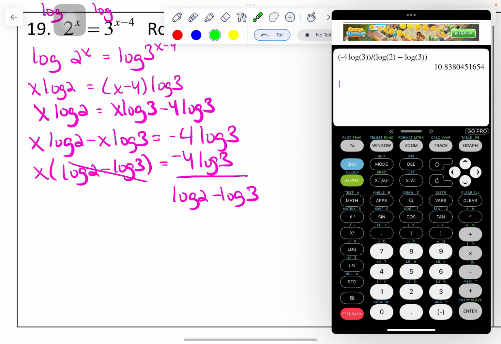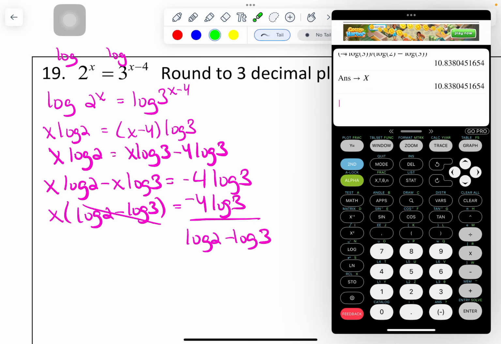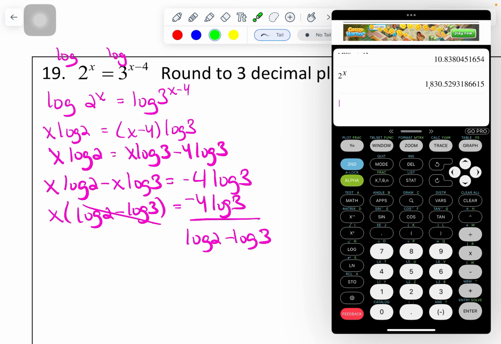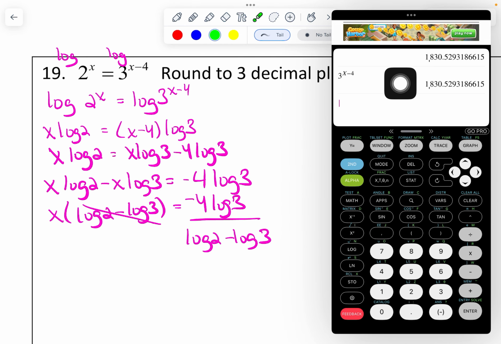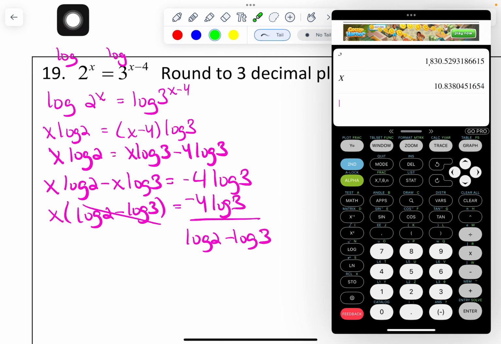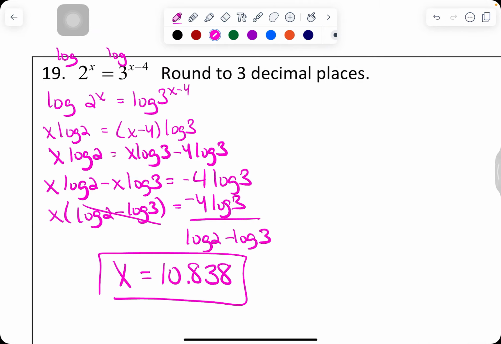Try again. Okay, so now I'm 99% sure this is correct. I'm going to do a quick store x. And remember, the store button is the one STO. X is right there. So if I do 2 raised to the x power, I get some lovely number, but then I'm going to do the same thing, right? 3 to the x minus 4, and these two numbers match, which tells me that x is the answer, so that was round to 3 decimal places. Right with a pen, x is equal to 10.838. Approximately. All right, so that's number 19.